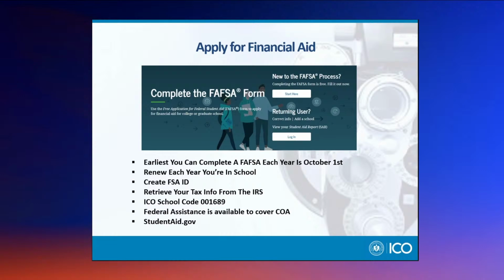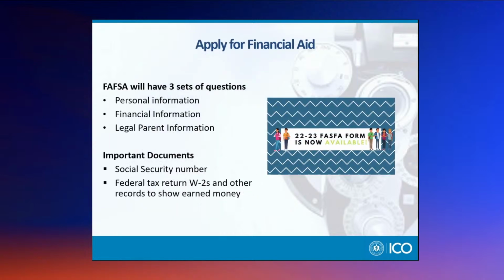You will also have 3 sets of questions that will be asked when you're completing your application. So the personal information: they'll ask for your name, your address, marital status, also your school code for the school that you're applying for, and also they'll ask for your dependency status. So please keep in mind that you are now considered independent when you are applying at ICO. So you will need to select independent when you are completing your application.